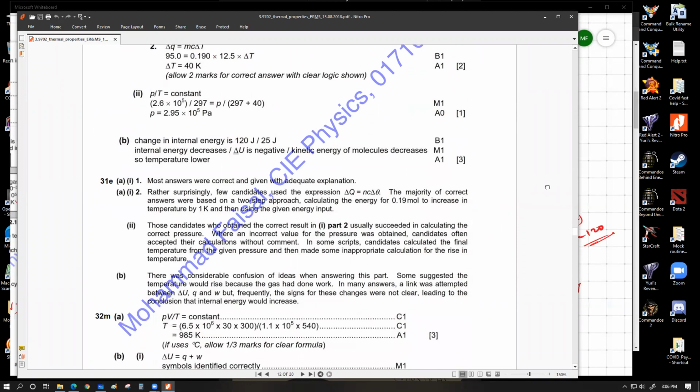If you have a look at the examiner's report for this one, part B says there was considerable confusion of ideas when answering this part. Some suggested that the temperature would rise because the gas had done work, which is wrong. In many answers, a link was attempted between delta U, Q, and W, but frequently the signs of these changes were not clear, leading to the conclusion that the internal energy would increase. So if you're using the first law of thermodynamics, it's important that you clearly state the sign of each of these variables for your used equation.